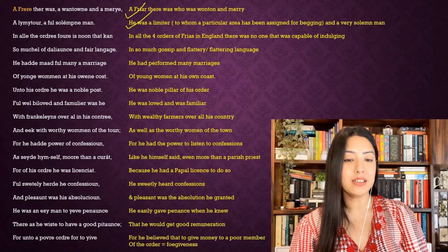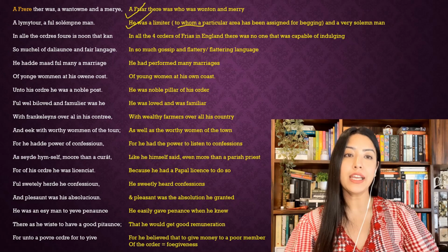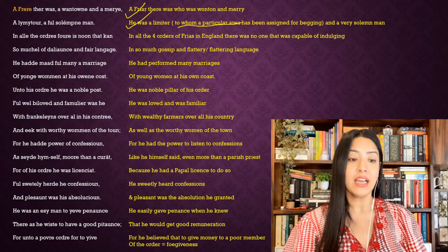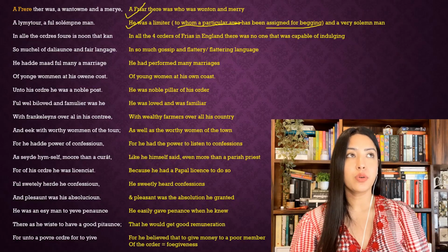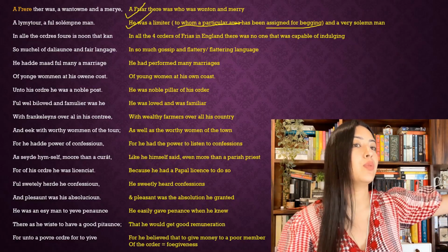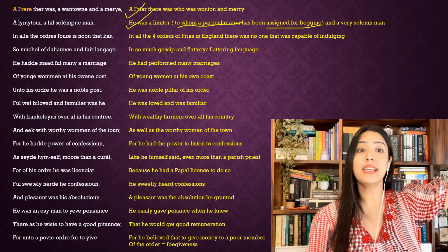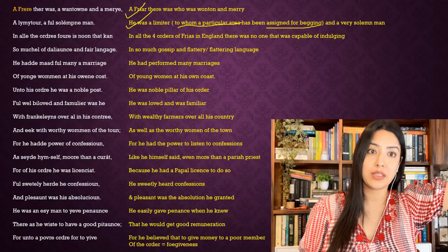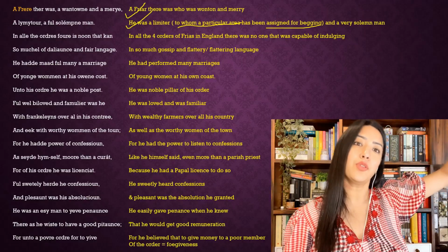He was a limiter. A limiter is a person to whom a particular area has been assigned for begging. So, and a very solemn man. So, a limiter would be like this particular friar would be allowed to say in one locality he could beg. Outside that he cannot. Outside that some other friar was allowed to beg. So, in his locality only he could beg.